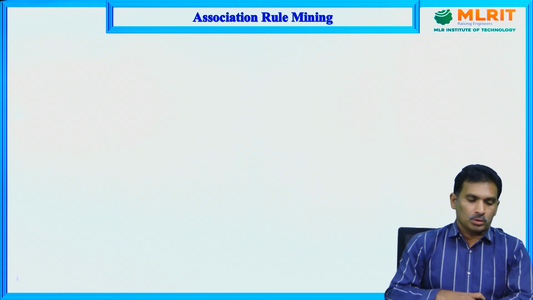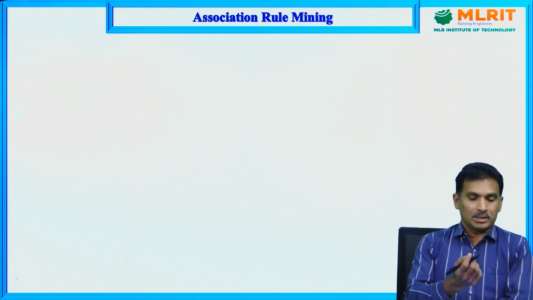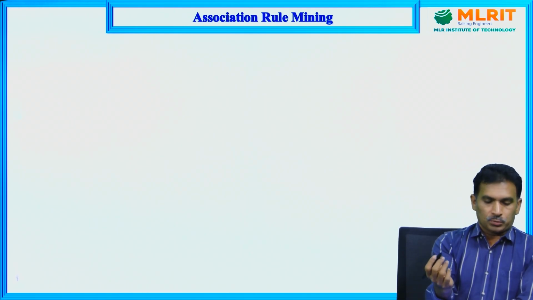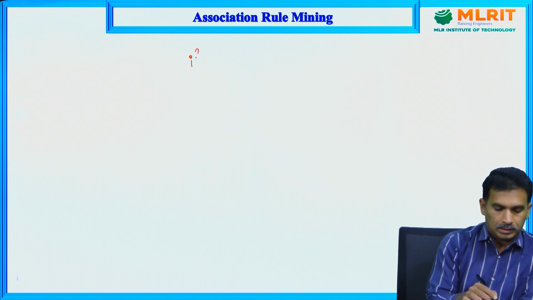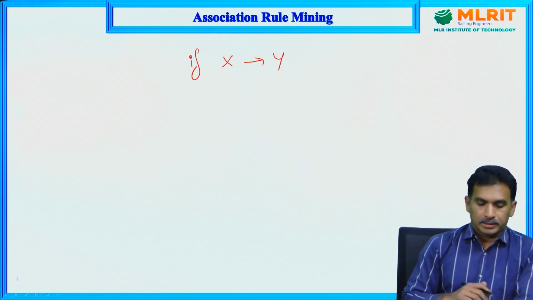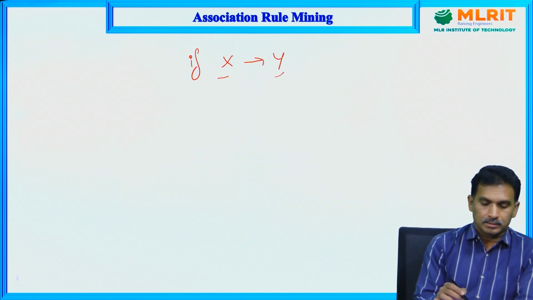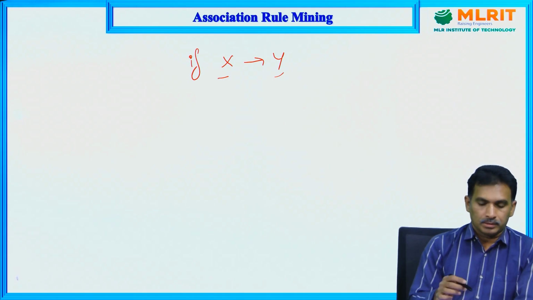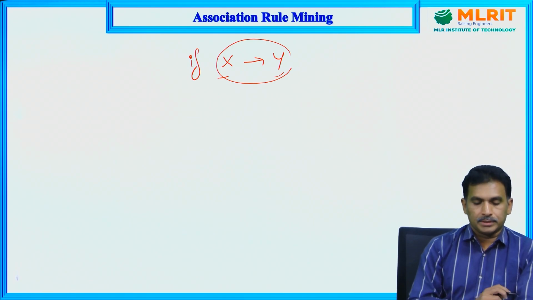So association rule mining. I would like to start from the beginning, before going in detail, with what we mean by association rule mining. An association rule would be like, if X then Y. That is, if a customer purchases product X, what is the probability that they purchase the product Y also?